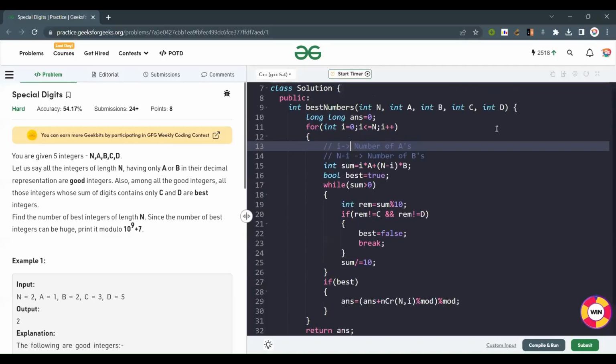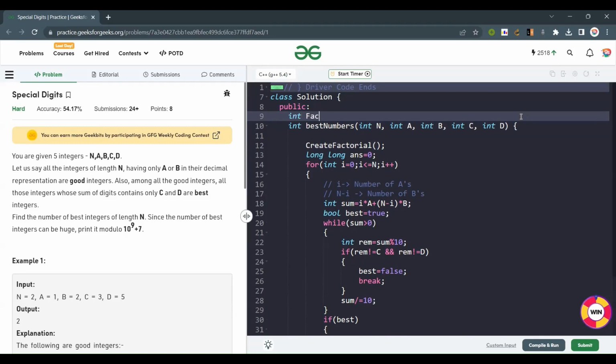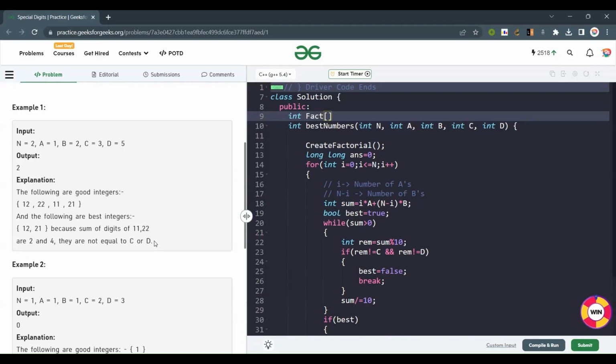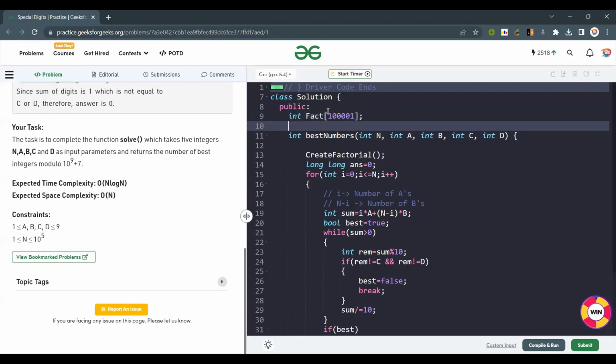Before starting the question, let's create a function which generates the factorials. Let's create an outside variable fact. Since n can be at most 10 raised to power 5, I will make it 100001, because I have to go till the factorial of n. Void createFactorial is the function that I'm calling to generate all the factorials.